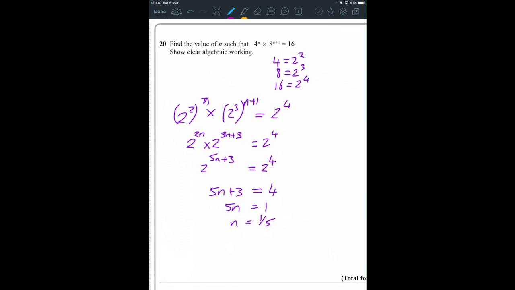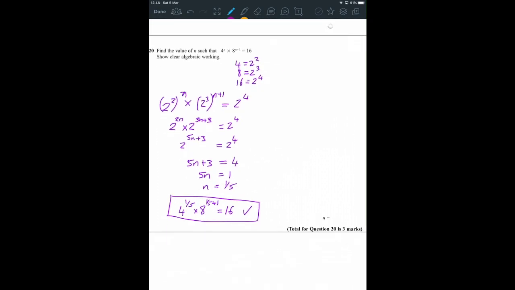And just like with a lot of these solving equations, if I sub a fifth back in, if I type into my calculator 4 to the power of a fifth multiplied by 8 to the power of a fifth plus 1, and if I do that in my calculator quickly, I should get the left hand side, and indeed that does give 16. So this is my little mental check. I have done it right. A fifth was the correct answer.